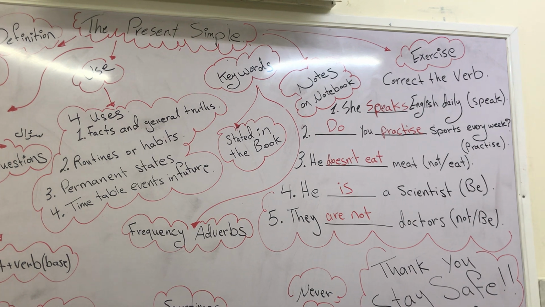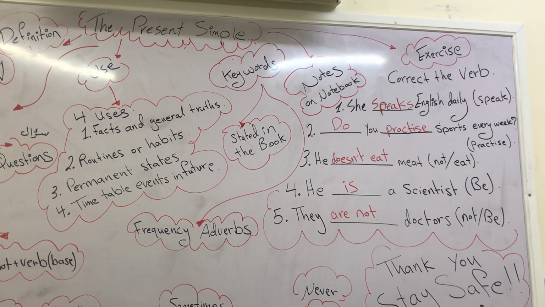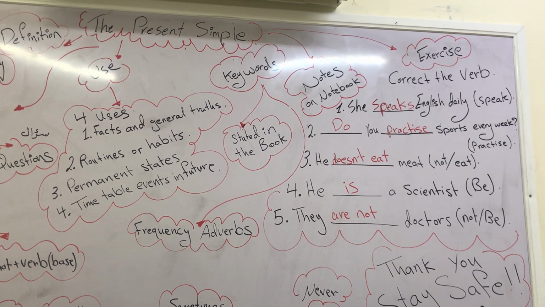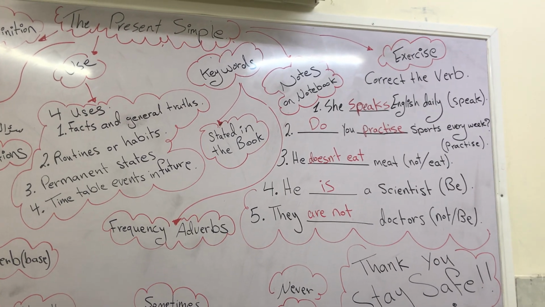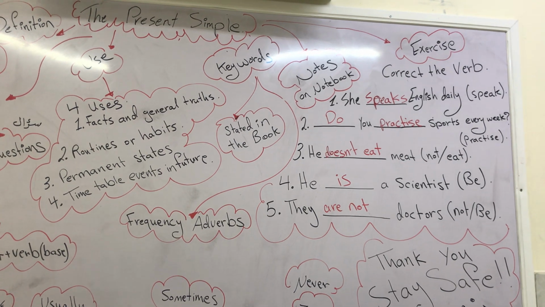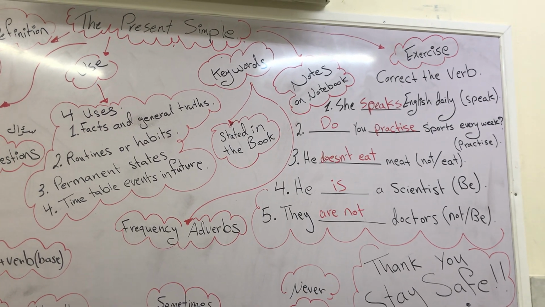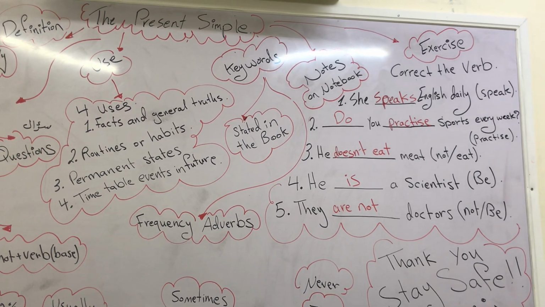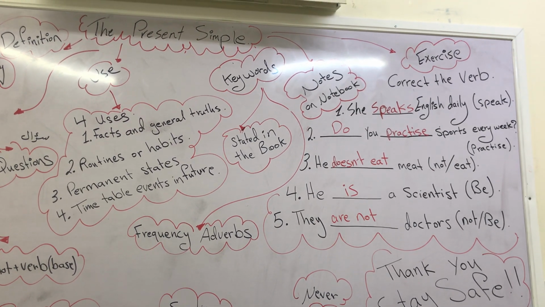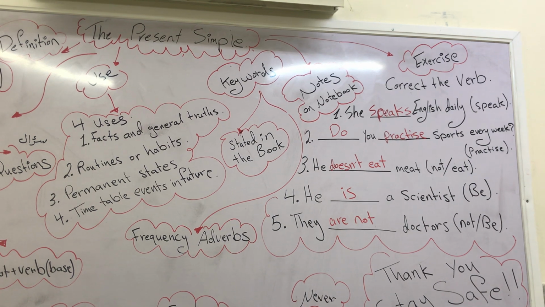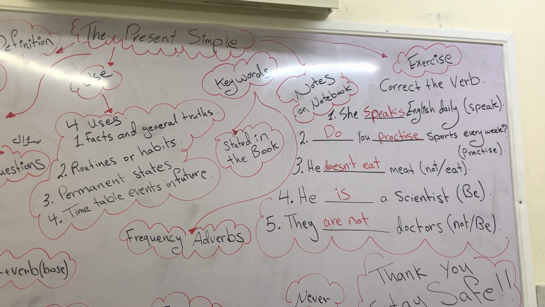Number 2, I have a question and I have the pronoun you. So I have to use the auxiliary verb do. So I place it at the beginning of the sentence, and I have to put the verb in the base form because I have you. So the question will become, do you practice sports every week?